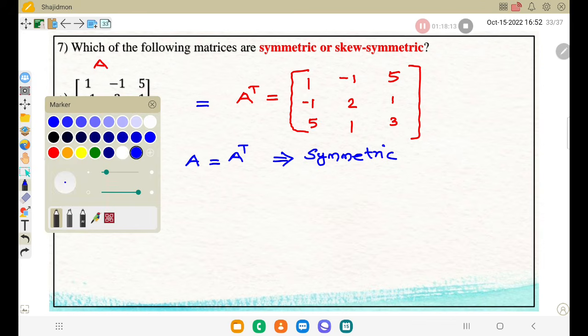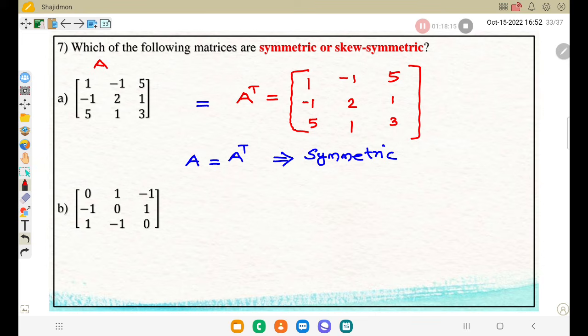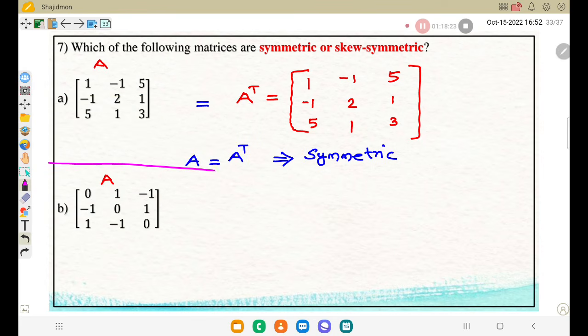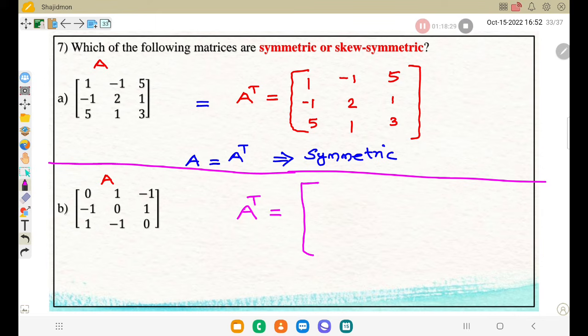Now the B part of the question. For example, this is the A matrix. Calculate the A transpose matrix here. What happened? The matrix is 0, 1, minus 1, minus 1, 0, 1, 1, minus 1, 0. Now compare these two matrices. Is it the same? Not the same.